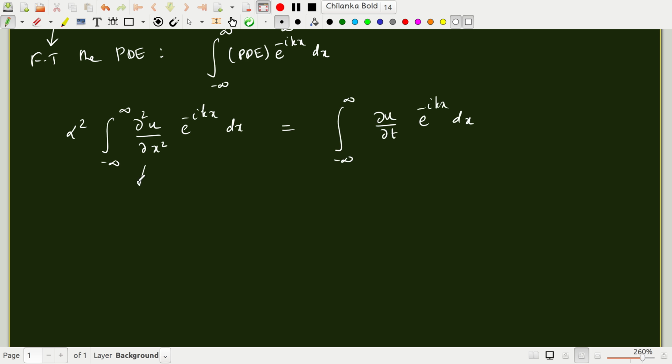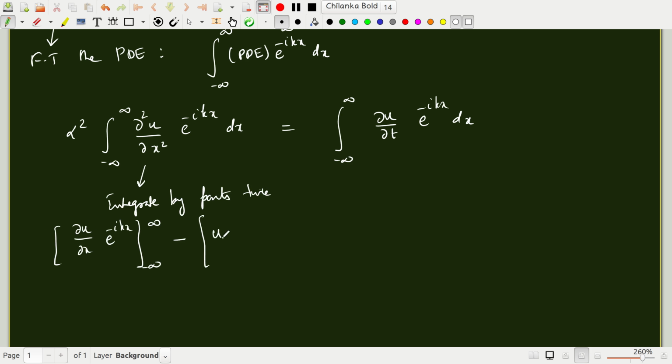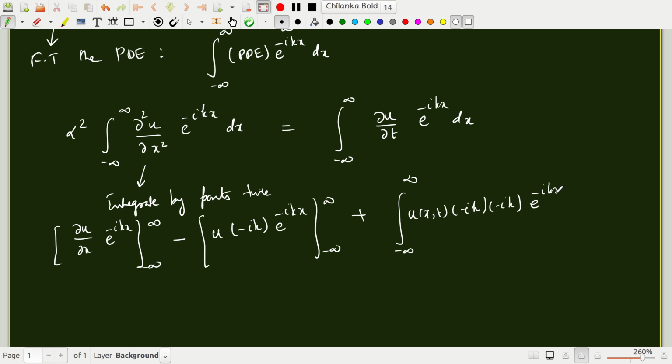Now this side you have to integrate by parts twice because you have a second derivative. That will yield partial u partial x e to the minus ikx evaluated at minus infinity to infinity, minus, the second integration by parts will give you u times minus ik times e to the minus ikx from minus infinity to infinity, plus the integral from minus infinity to infinity of u of x, t times minus ik, e to the minus ikx dx. This will be the left side.